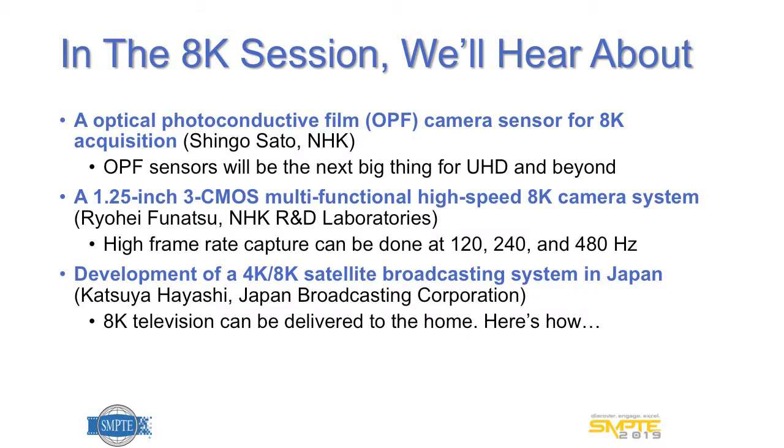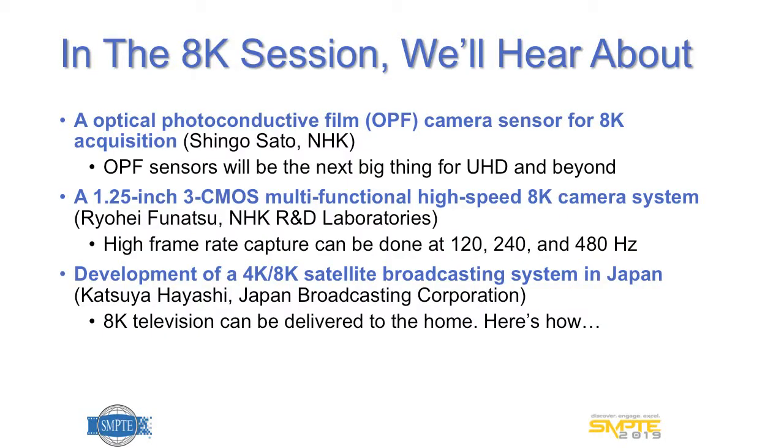A 1.25-inch 3CMOS multifunctional high-speed camera, which can actually capture at 120, 240, and 480 hertz. And I don't even want to guess what the data rate is for 480 hertz. Well, they're doing a little bit of a trick here, because they're actually down-converting to 120 to get it off the camera. And finally, deploying a 4K, 8K satellite broadcast system to the home, which took a lot of scotch tape, paper clips, and some very clever thinking, and runs into some pretty basic obstacles, such as existing wiring and physical plant within a cable system or a satellite distribution system. So while we're sitting here scratching our heads looking at some of these numbers and figuring out how we're going to make this all work, they actually are making it work over in Japan.